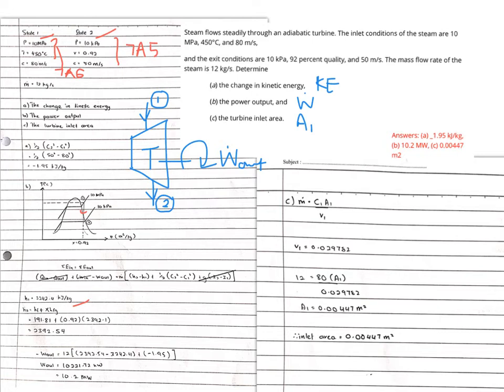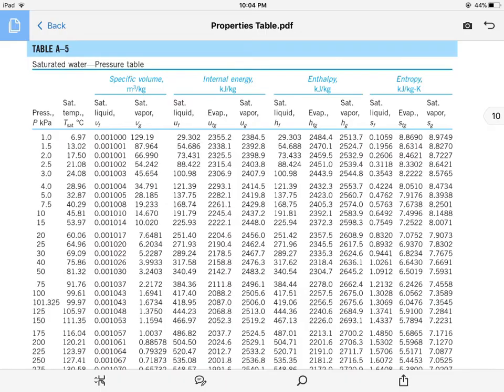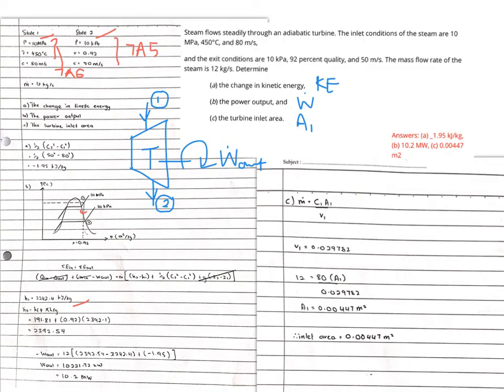And then what about your state 2? So for state 2, you can read from your table A5 because pressure is given to you. If temperature is given to you, then you need to read from table A4. So it is at 10 kilopascal, where you will need your hf as well as your hfg, so that you can plug into this equation, which is generally y is equal to yf plus x yfg. So this is exactly what your friends did here, right?